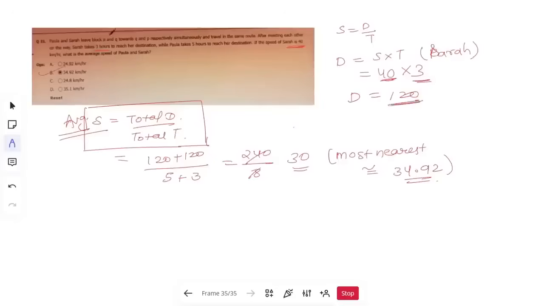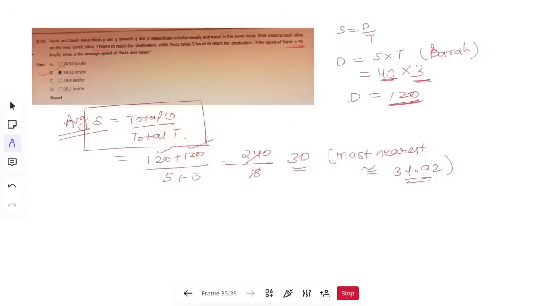Now if you notice in the question, they both are moving, one from P to Q and the other from Q to P, which means the distance is going to be the same for both. So what we are going to take is distance 120 plus 120, because the distance is same, right? So the total distance will be how much? 120 plus 120, and then we have to take total time also.